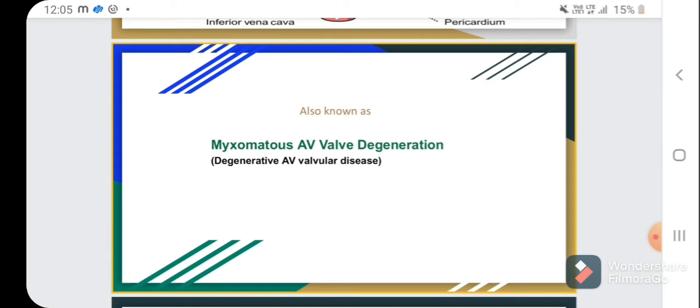Based on the symptoms and breed presentation, to be a good clinician, you must be able to differentiate it from bacterial endocarditis. Let's see how we can differentiate it.